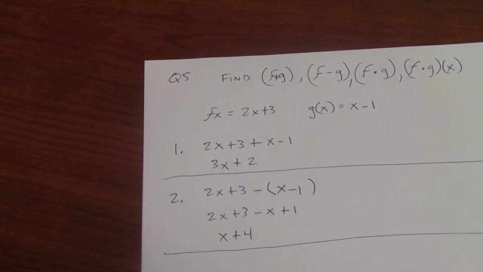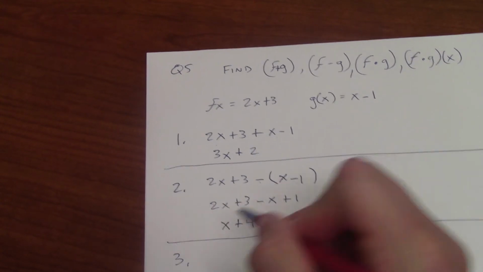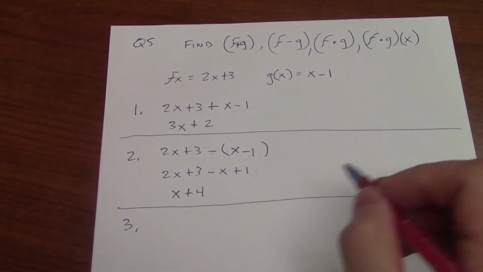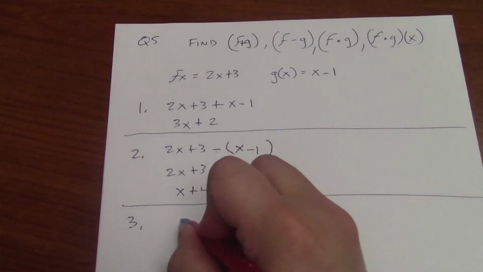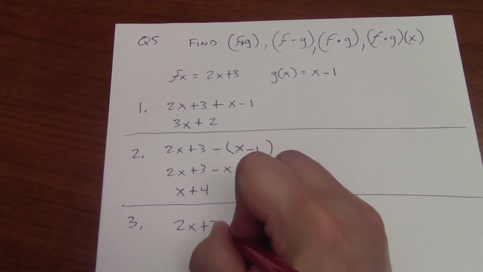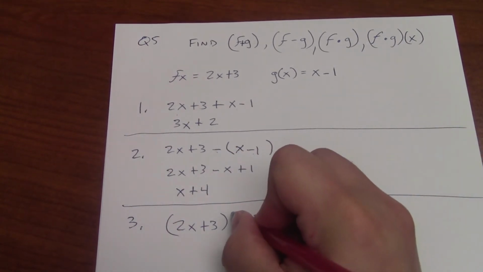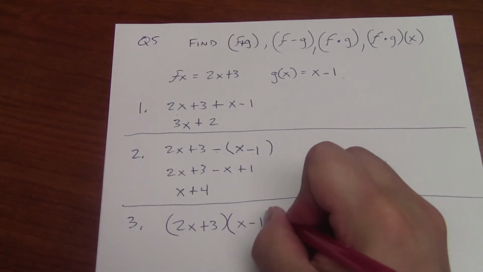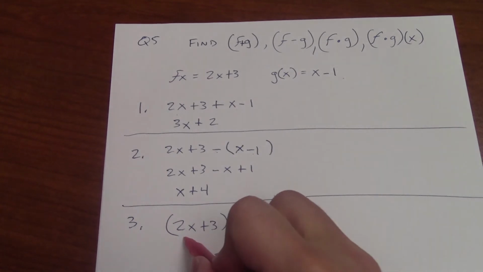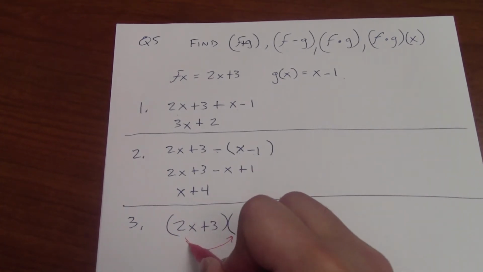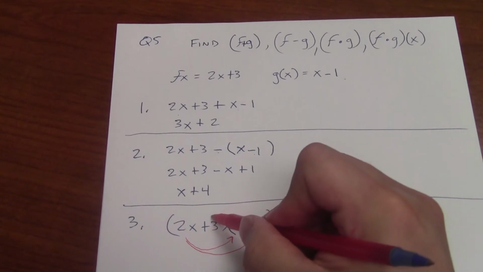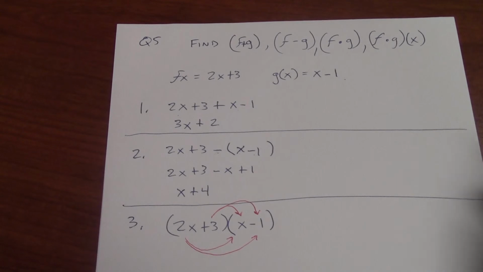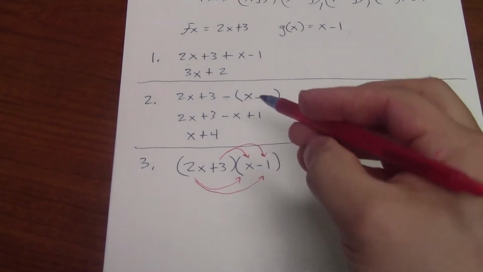Pretty simple. All right, number 3. Number 3, we're doing f times g. All right, so this is basically like FOIL. You're just doing FOIL. So I have 2x plus 3 in parentheses, and again I'm going to do g, x minus 1. All right, so it's going to be 2x times x, 2x times minus 1, 3 times x, 3 times minus 1. All right, that's how I'm going to lay it out. So let's go for it.